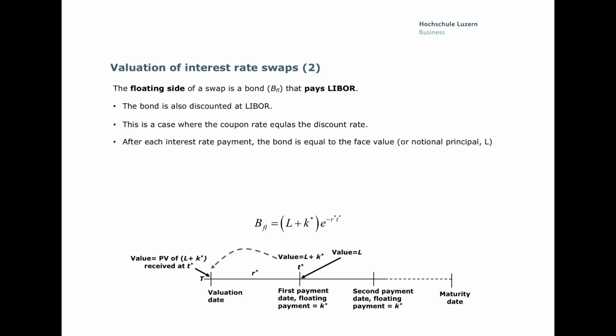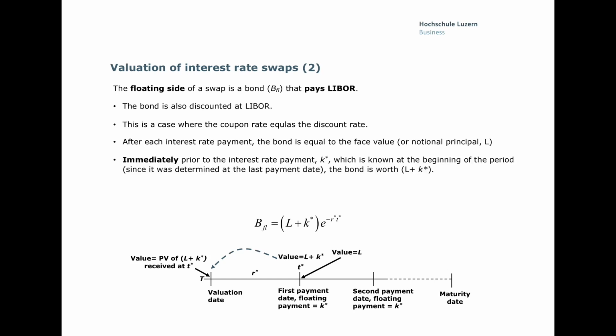In this context, it follows that after each interest rate payment, the bond is equal to its face value L. However, immediately prior to the interest payment K*, which is known at the beginning of the period, the bond is worth L plus K*. Knowing this, we can discount back to the present using the continuously compounded risk-free LIBOR rate R*.